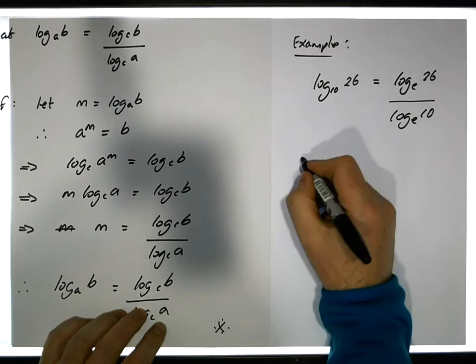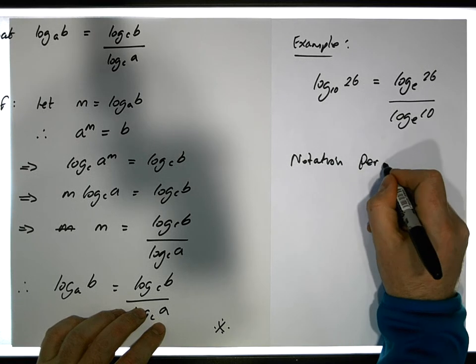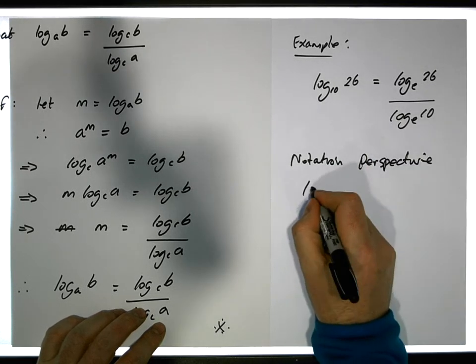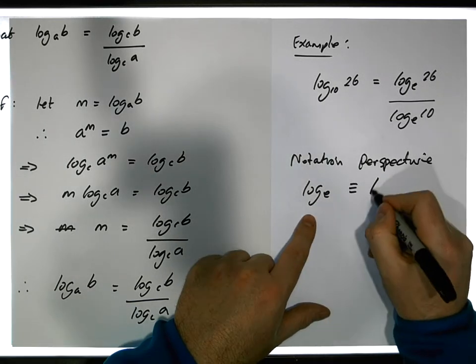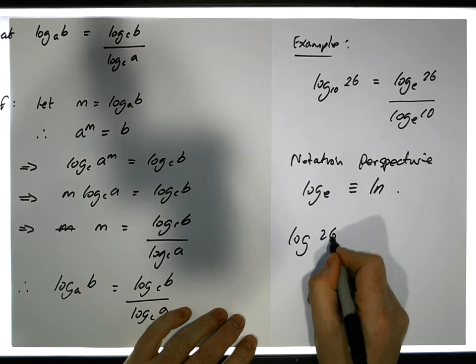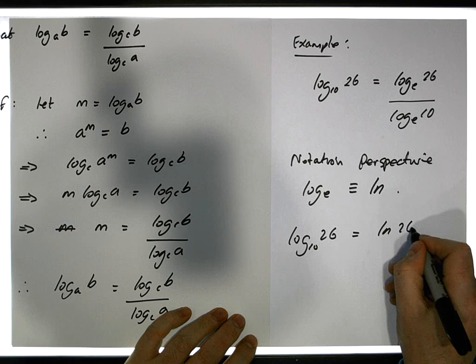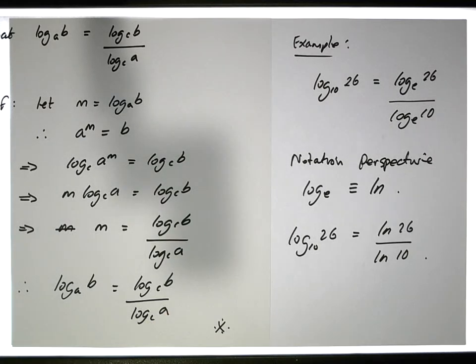Now from a notation perspective, we let log to the base e be equal to ln, the natural logarithm. So what we now have is that log of 26 to the base 10 is the same as the natural logarithm of 26 divided by the natural logarithm of 10. So you can see the way we've simply changed bases here.